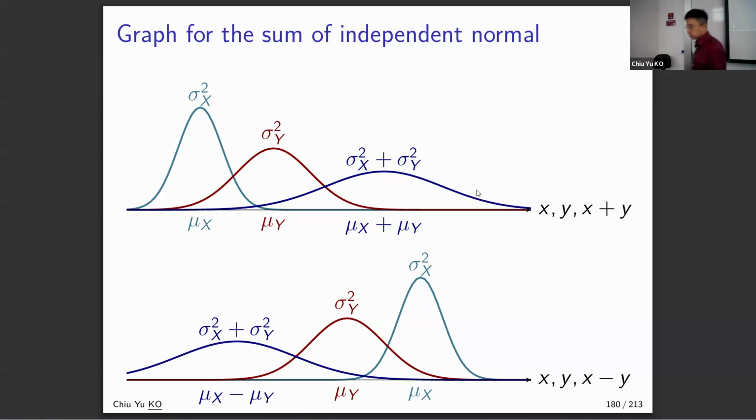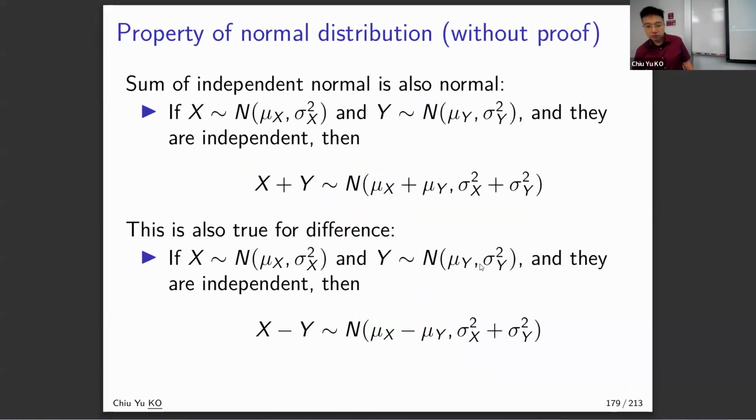Fair. The next one is also related. It turns out that if you subtract two bells, it's still a bell. Just the mean is the difference. It's not surprising at all. The middle one, the mean is the difference. The variance, the sum, the same. That is not surprising. The only surprising thing is that it's still a bell.